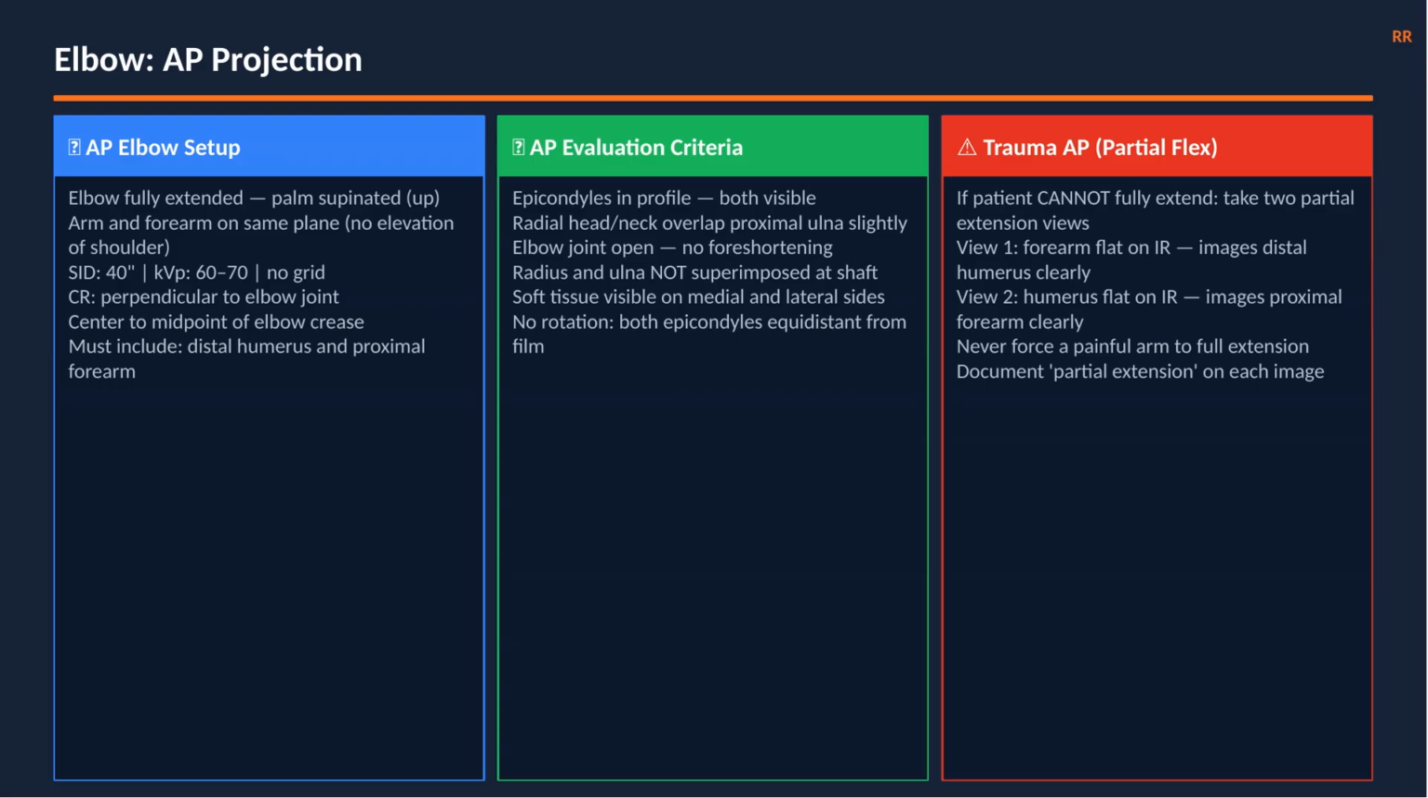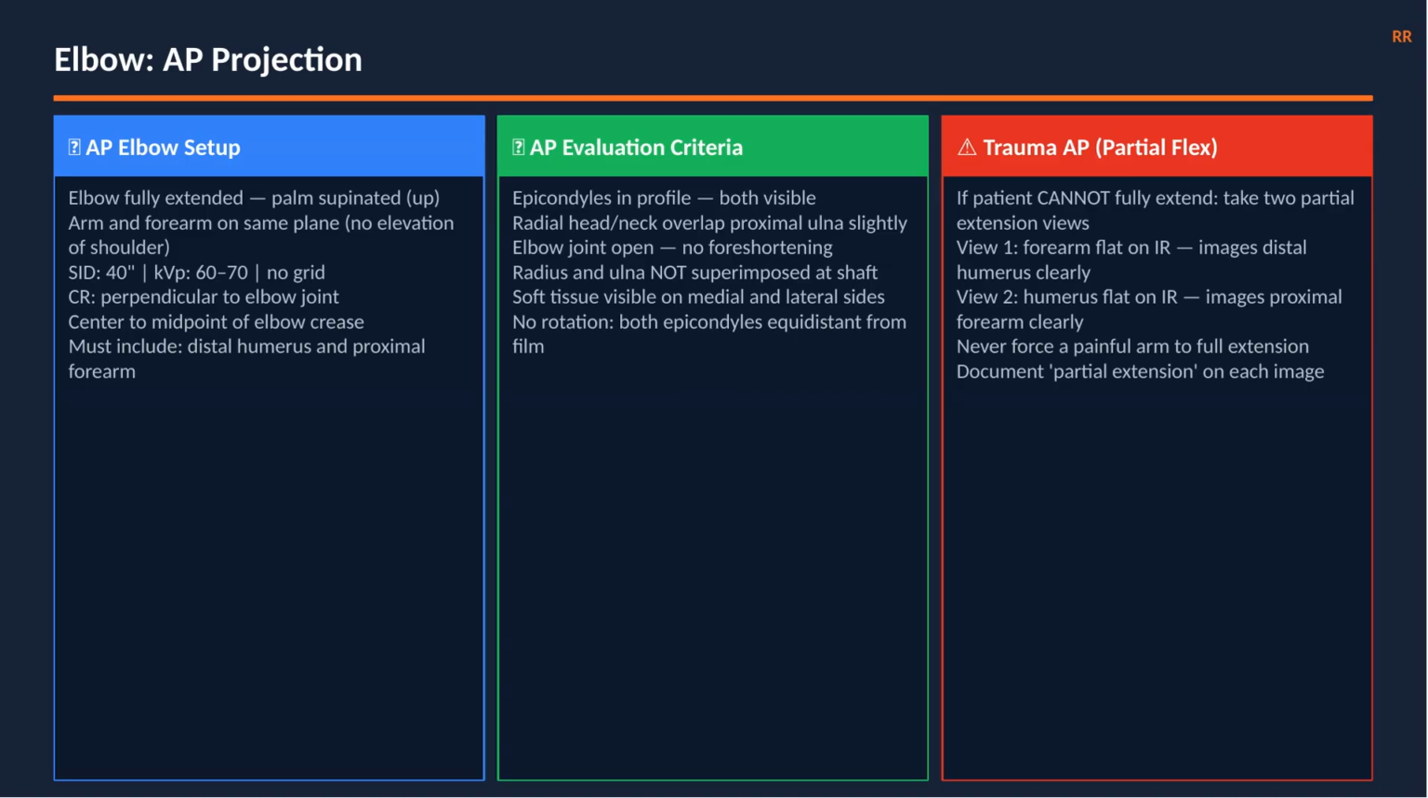Evaluation criteria for the AP. Both epicondyles visible in profile on the medial and lateral sides. The radial head and neck slightly overlap the proximal ulna. This is normal. Elbow joint space open, no foreshortening. Radius and ulna not superimposed at the shaft level. Soft tissue visible on both sides.